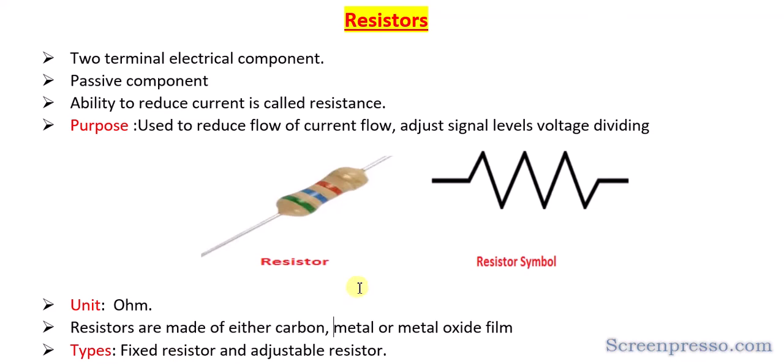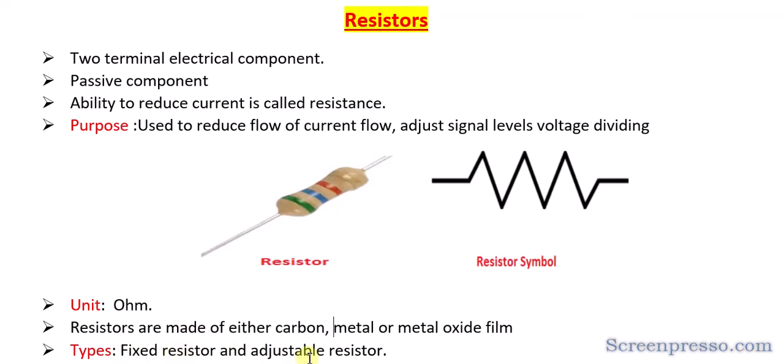So what are fixed resistors? Whatever I'm trying to show you in this diagram is a fixed resistor. That means it has a fixed resistance value. This resistor can offer a resistance of 1 kilo ohm, so that means a 1 kilo ohm resistor, a 2 kilo ohm resistor, or a 1 ohm resistor. If the value of the resistor is fixed, then that resistor is called a fixed resistor.